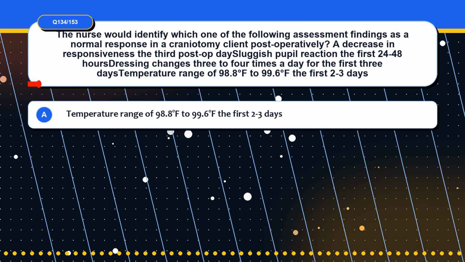Question 134. The nurse would identify which one of the following assessment findings as a normal response in a craniotomy client postoperatively? A decrease in responsiveness the third post-op day, sluggish pupil reaction the first 24-48 hours, dressing changes 3 to 4 times a day for the first 3 days, temperature range of 98.8 degrees F to 99.6 degrees F the first 2-3 days. Here are the options. Option A. Temperature range of 98.8 degrees F to 99.6 degrees F the first 2-3 days.